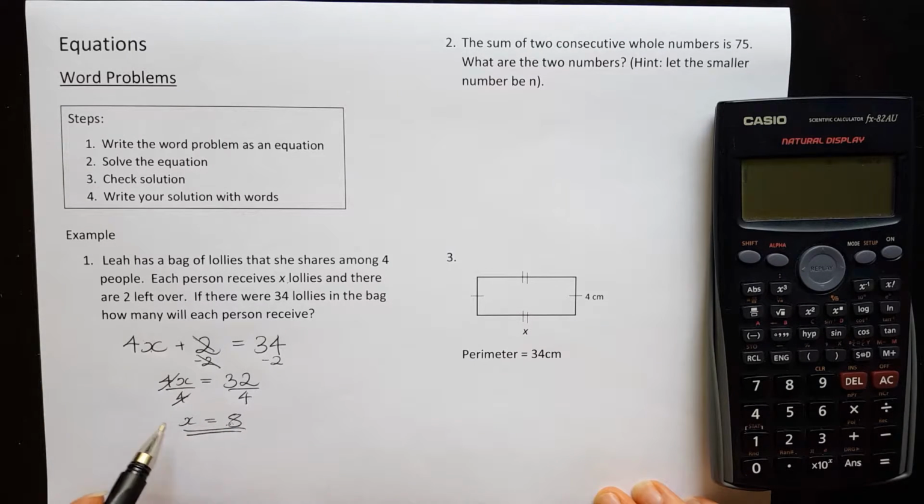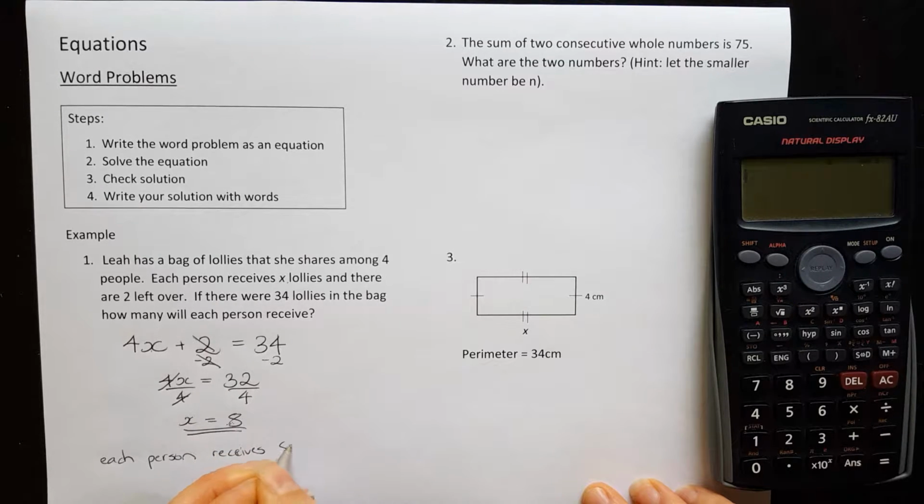Now, x was a pronumeral that we used to represent the number of lollies. We also should write at the end what this x equals 8 represents. So we can write down: each person receives 8 lollies. Okay, that's what that actually means. Let's try the process again for question 2.